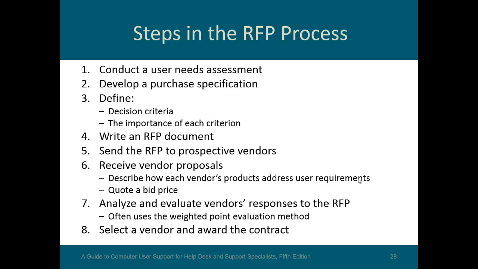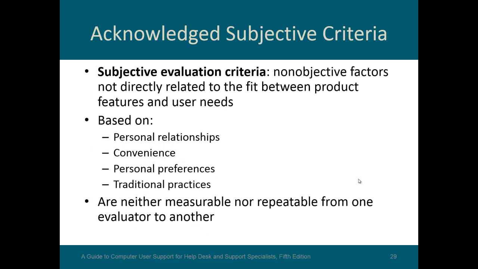All right, then here's where things get funny. The acknowledged subjective criteria. Basically, non-objective factors not directly related to the fit between product features and users' needs. And these are based on personal relationships, convenience, preferences, things like that. As IT people, we tend to stay with the products that we know because we know how to use them and we want to avoid extra training.